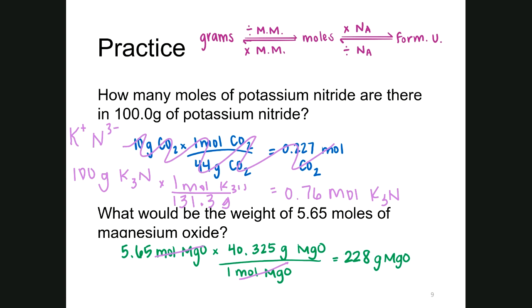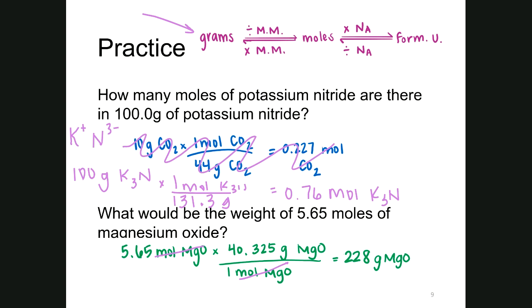So up here at the top, I've kind of created a little roadmap for us. We can go from grams to moles and from moles to formula units, or backwards. And so, for instance, if we're going from grams to moles, we divide by the molar mass. If we want to go from moles to formula units, we multiply by Avogadro's number. And then we can work backwards.